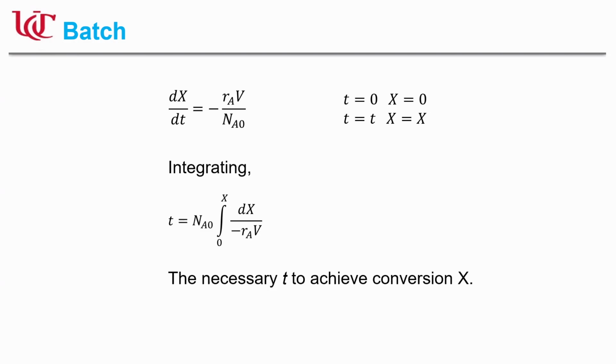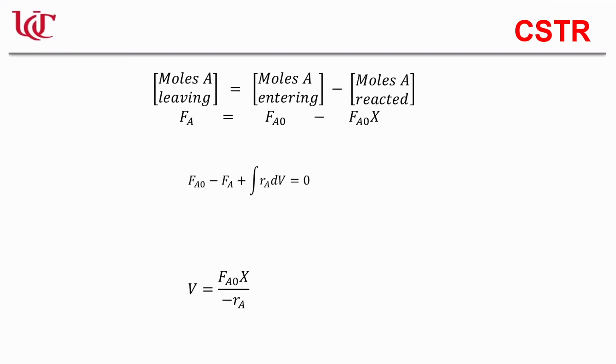For example, for the CSTR, instead of moles Na as for the batch reactor, we use the molar flow rate for the flow system. Again, this is the general mole balance. Because Ra is uniform, you integrate it and we can get V. This is the mole balance for the CSTR.